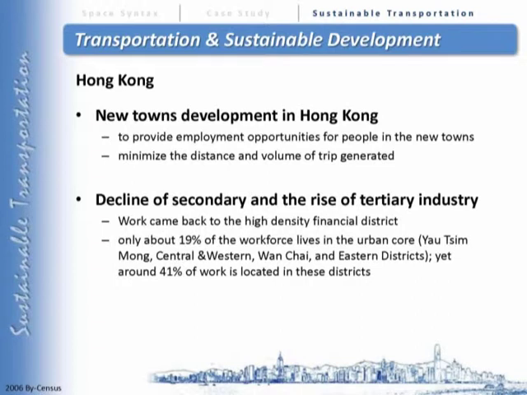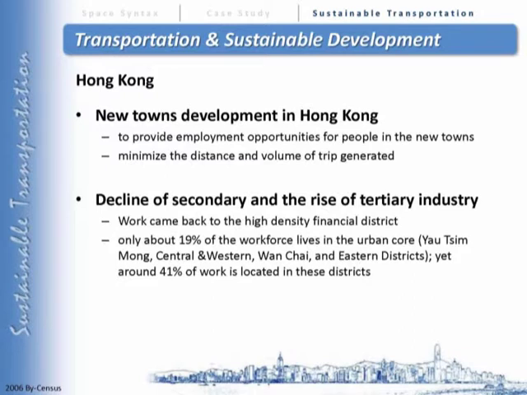In Hong Kong, there are many new towns. The original plan of the new towns' development in Hong Kong aimed to provide employment opportunities for people in the new towns. This is similar to some of the Western cities, in which employment centers are planned in the suburban area as non-urban working locations in order to minimize the distance and volume of trips generated. This is the reason why there are industrial complexes in some of the early new towns in Hong Kong.